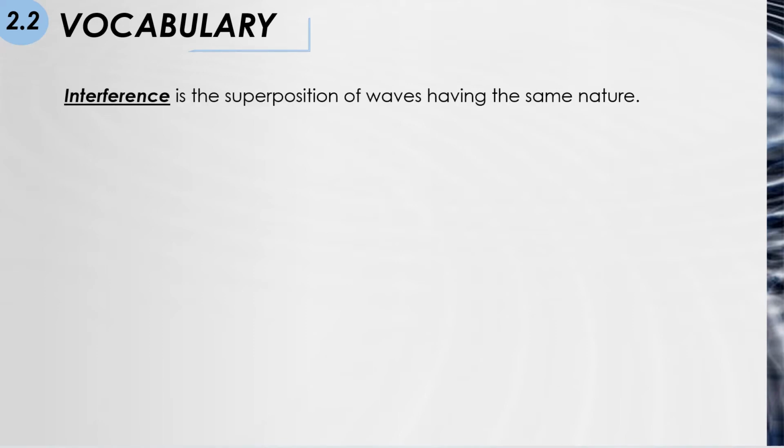Now that we have seen the experiment, let's go ahead and study it. However, before we do that, we need to agree on some vocabulary that we're going to use within this section. First, interference, which is the superposition of waves having the same nature. I think we already know that.